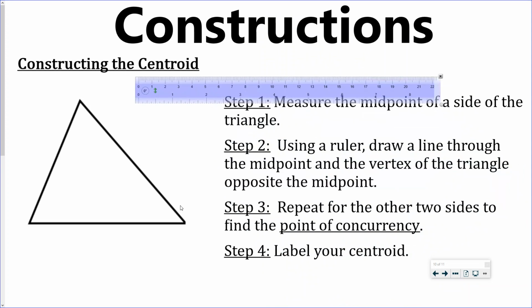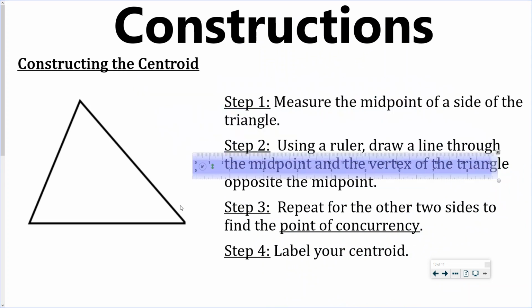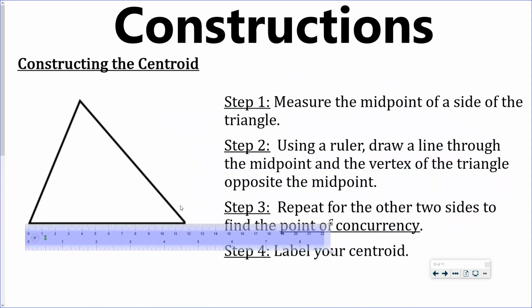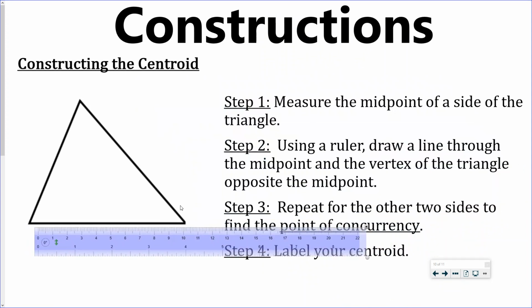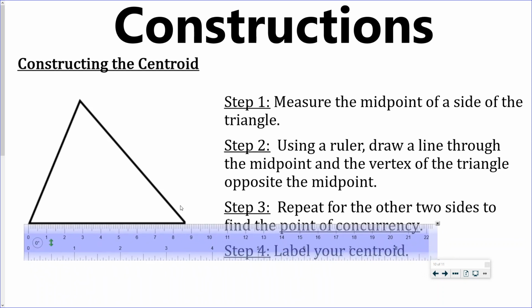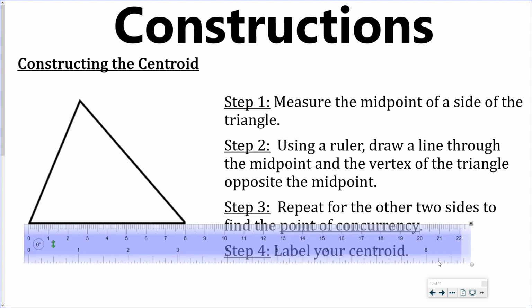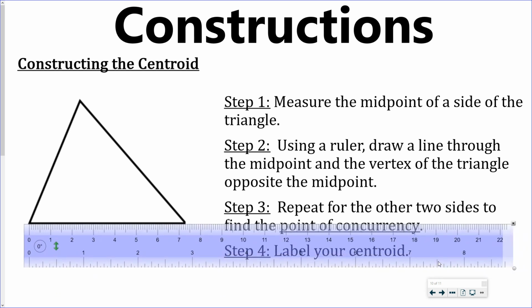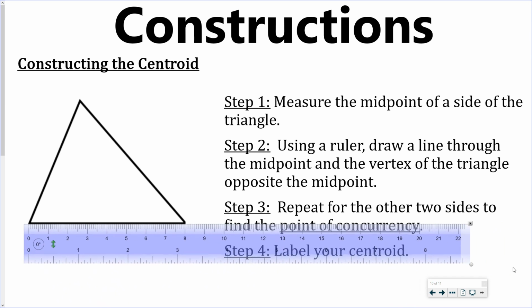The first one we're going to do is the centroid, which is my medians. So we're going to measure the midpoint of each side. I'm going to use centimeters because I think they're a little easier to work with when finding half the distance. Let me make my ruler. If I measure this side, you can see I just changed the numbers based on how big my ruler is. So I'm just going to estimate my midpoint.